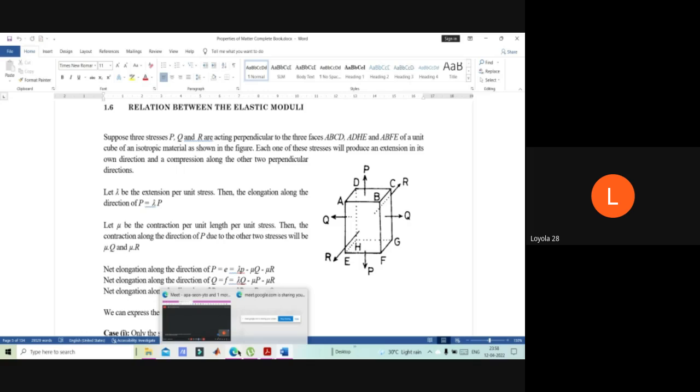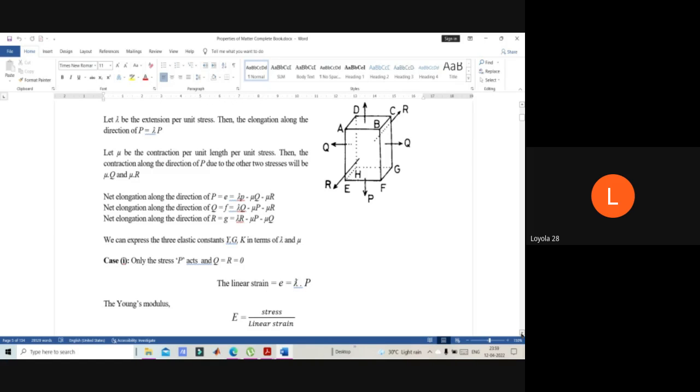in the perpendicular directions. Let lambda be the extension per unit stress, then the elongation along the direction of P is lambda P. Nu is the contraction per unit length per unit stress. So net elongation along the direction P is equal to lambda P minus nu Q minus nu R, because lambda P is the elongation and nu is the contraction per unit length per unit stress. Similarly along Q and along R we have written.